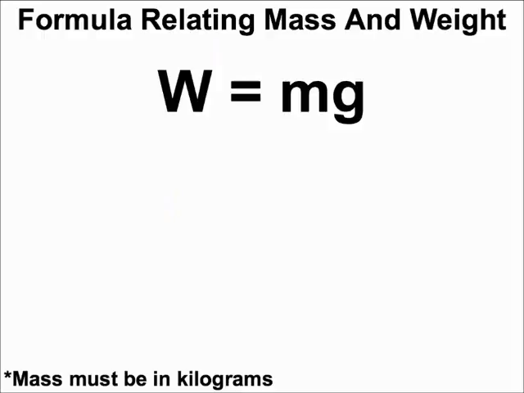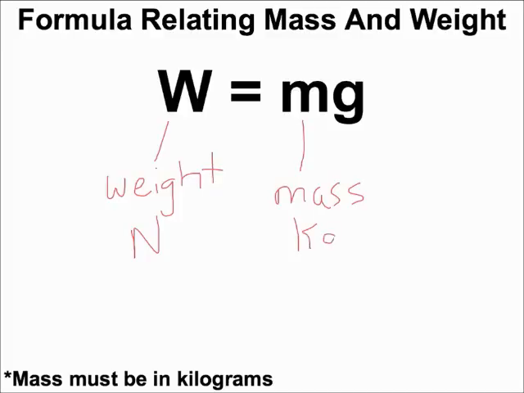Now, how we can write this as a formula is with this. W equals mg, where W is the weight. And what are the units for weight? That's right, newtons. Hopefully you didn't just say that out loud. M is the mass. Now here's the trick about this one. Normally when we talk about mass, we think about grams. But in this case, the mass has to be in kilograms. And here's our old friend, little g again.